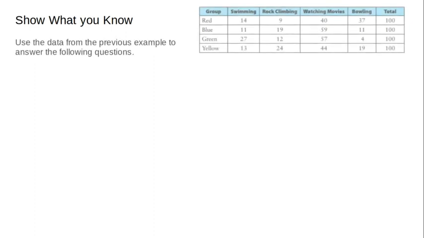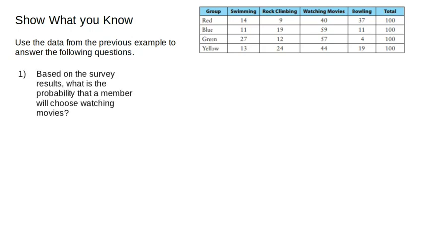Now you try. Use the data from our previous example to answer the following questions. After each question, it might be helpful to pause the video to give yourself time to come up with a solution, then resume playing to hear the answer and the next question. Number 1, based on the survey results, what is the probability that a member will choose watching movies?